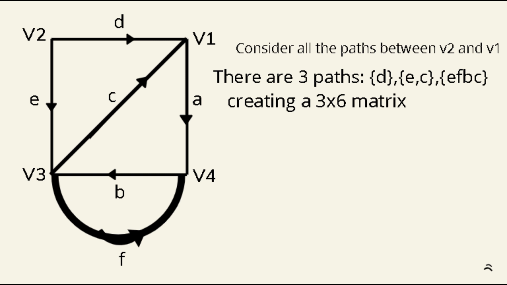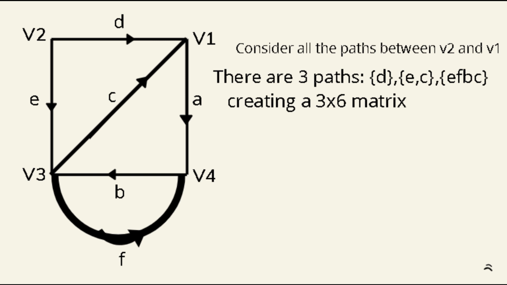So from V2 to V1 we get the first path, that is D. It is a direct path because it just leads from V2 to V1. The other one, we go down to E, then we take the diagonal C to V1. The other one, we take the same path as E, but we go under. From there we go to F, then to B, then we take the diagonal to V1. So these are the 3 paths that we have between V2 and V1.